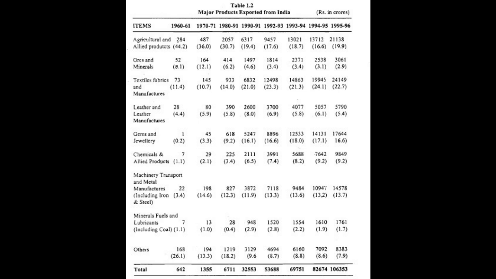However, one weakness of India's export structure is that they are highly concentrated in a few products only. Table 1.2 shows that 5 top products, i.e. textiles, fabrics and manufactures, gems and jewelry, machinery, transport and metal manufactures, chemical and allied products and leather products account for about 68% of the total export. Table 1.2 Major products exported from India. Look at the screen for table content.